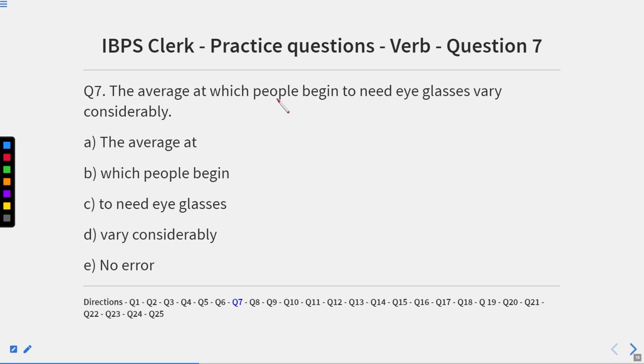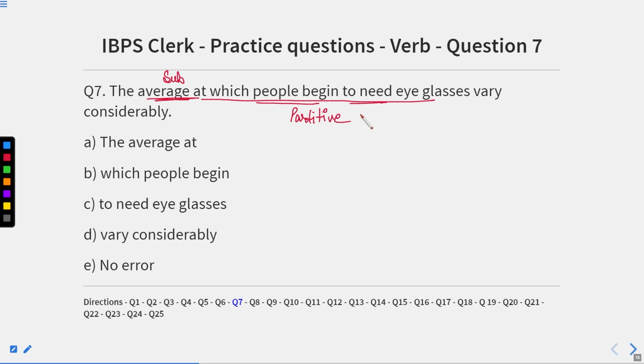The average at which people begin to need eyeglasses vary considerably. Now, the average at which people begin to need. Here we are talking about the average. So the subject is "average" because we are talking about the average. At which people begin to need eyeglasses. Now this is actually the partitive.